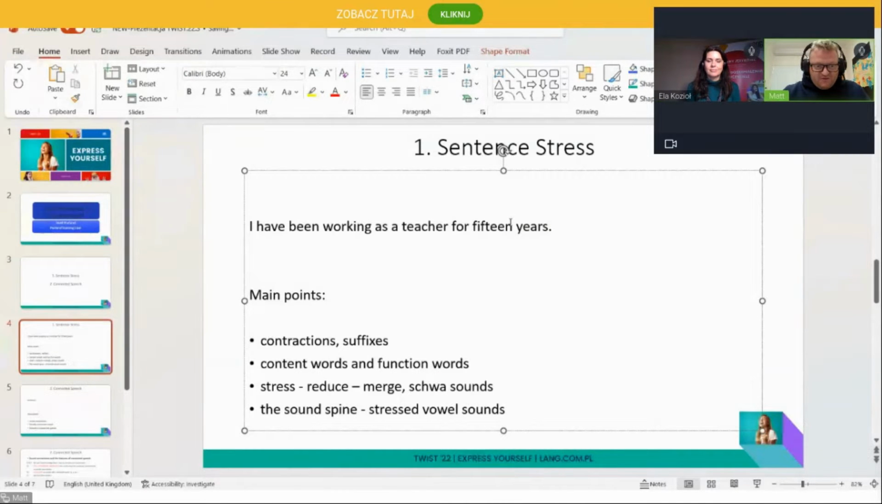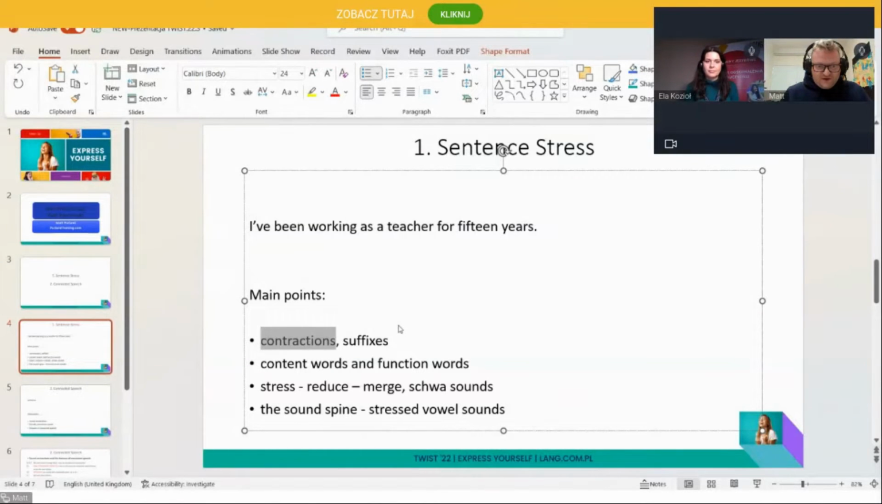Okay, the first point is, can we make any contractions? Can we make anything shorter? Yeah. So I think we can contract I and have. So I've been working as a teacher for 15 years. It's unlikely that a native speaker would say, I have been. I've been working as a teacher for 15 years. Okay, that's contraction.